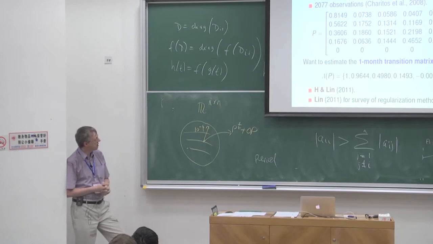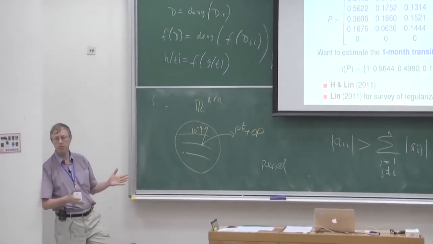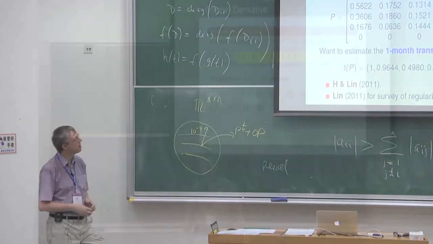But the good thing is the matrices are not huge, so we can afford to do a lot of computation. We can do things that we wouldn't dream of doing if the matrix was a million by a million. So it's a very different world than the large sparse matrix world.